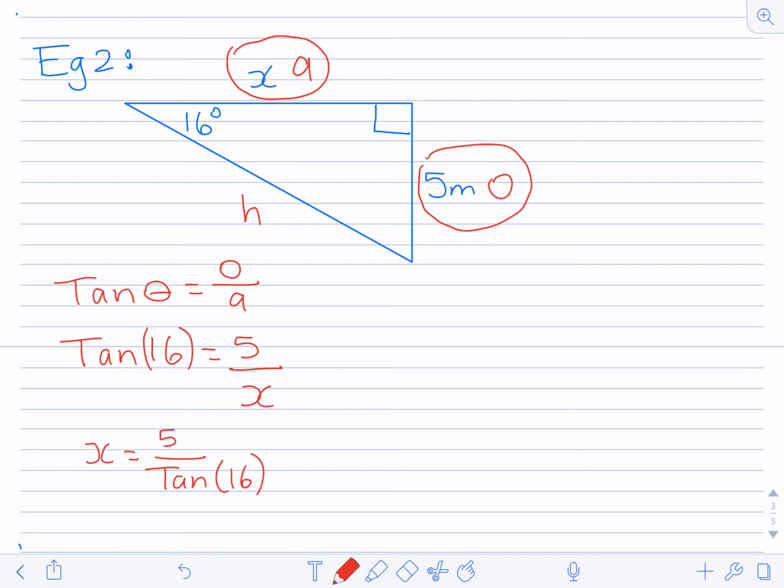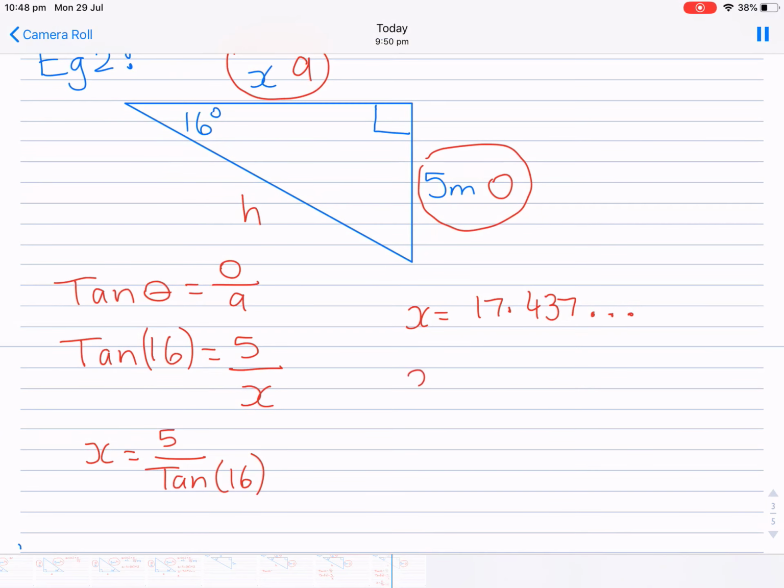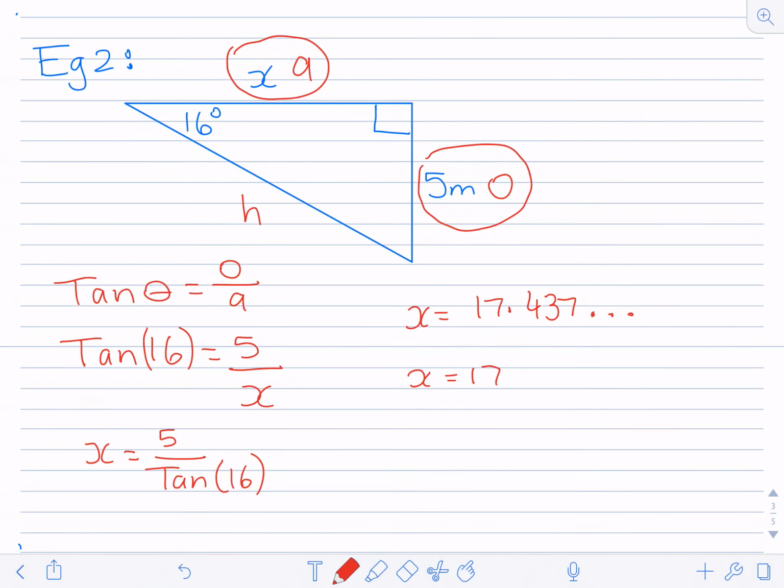Remember to close your bracket. x equals 17.437. My last and final step, to round off, to indicate the unit of measurement, and to indicate rounding off to 2 decimal places. So the value of x there is 17.44 meters.